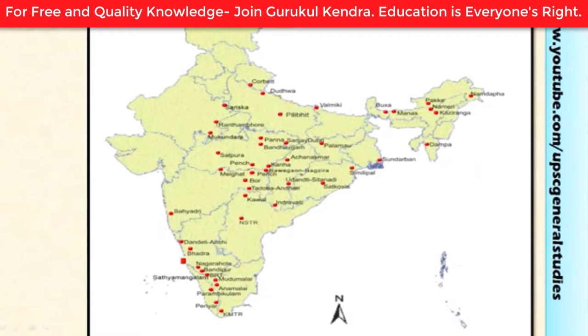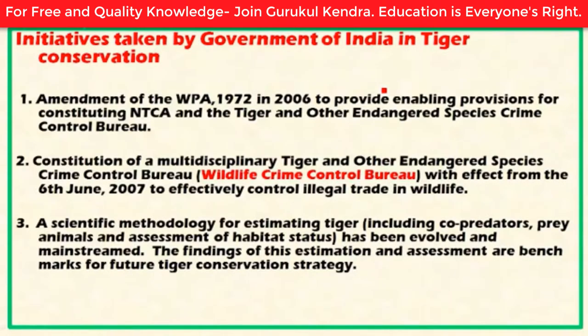Here important ones are Dandeli, Bhadra, Nagarhole, Bandipur, Biligiri Ranganatha Swami temple in Karnataka, Sathyamangalam, Mudumalai, Anamalai in Tamil Nadu, and all these things. Please, if you want, pause and look at these. And now let's look at the initiatives taken by the Government of India in tiger conservation. There are a lot of initiatives undertaken by the Government of India.